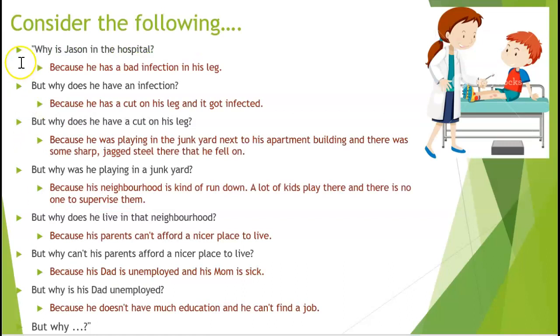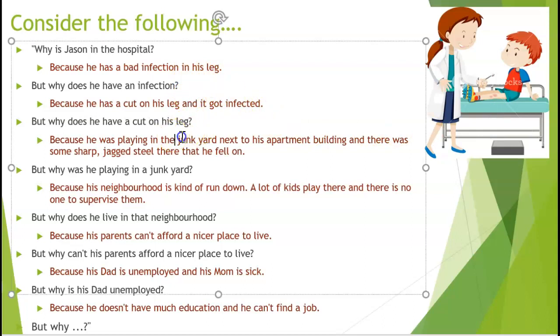I'm going to get you to pause this video and just have a read over here. When you're done reading this, let's look at what happened here. Here is a picture of Jason, and he's in the hospital because he has a bad infection in his leg. We won't think much of that, but if we dive a little deeper, we will know that the reason why he had an infection was because he was playing in the junkyard next to his apartment building. And the reason why he was playing in a junkyard and not a playground was because in the area where he lives, there is no playground, and there's also no one to supervise him.